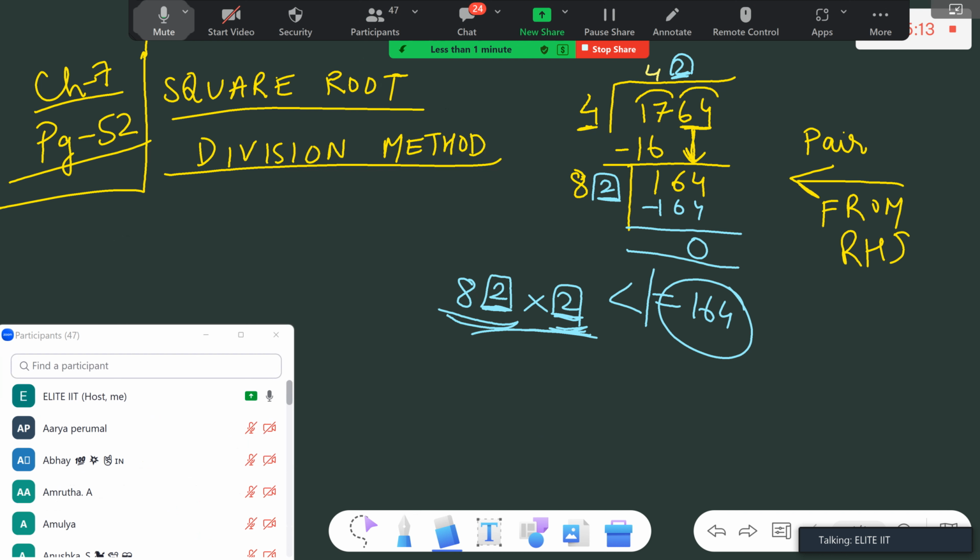This is the end. And so what is our required square root? 42. Our required square root is this quotient. So the square root of 1764 is 42.